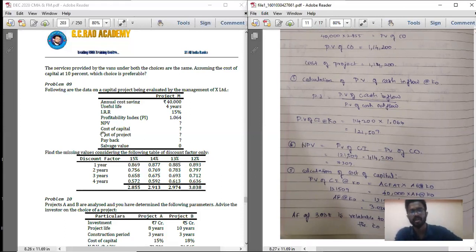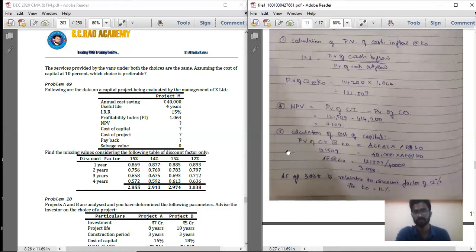Now the next one we should calculate is cost of capital. How can we calculate cost of capital? We can calculate it by using the present value of cash inflow at cost of capital. We know the annual cost savings, that is annual CFAT. If you multiply that annual CFAT by the annuity factor of a particular percentage, you will get the present value of cash inflow. Here we have the present value of cash inflow and the annual cost savings, so using that we can find the percentage of the annuity factor.